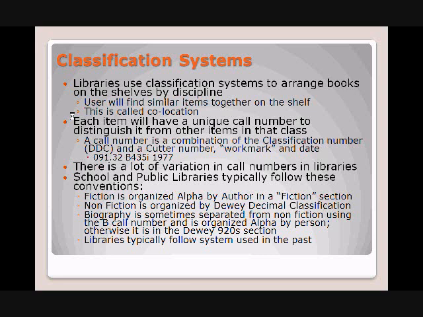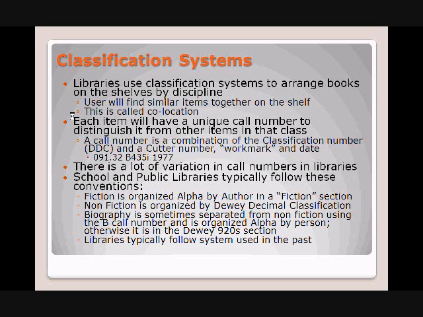Fiction is organized alphabetically by author in a separate section called fiction. Nonfiction is organized by Dewey Decimal Classification, and biography is sometimes separated from nonfiction and uses a B call number in a separate section organized alphabetically by the famous person's last name. Otherwise, it's in the 920 section of the Dewey classification, or it's also in the content area for which that person is known. Typically, if there is a call number system in place, libraries typically follow that system unless there's some compelling reason not to do that.